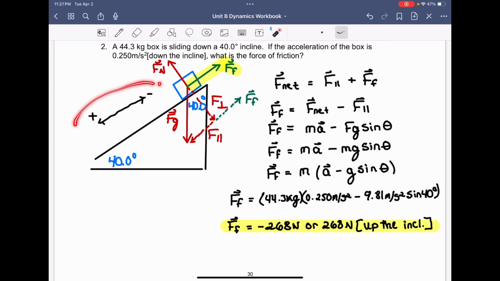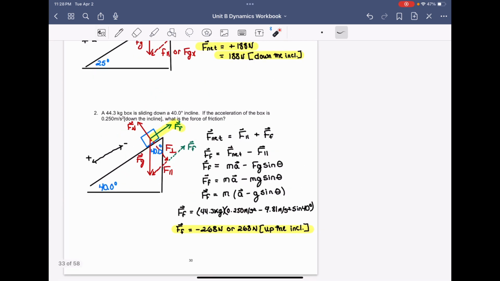Because again, in higher level thinking, we could always invert our axis, which I tend not to do and don't want to do, but you could make negative down, positive up. We just don't want to confuse that. So whatever the box's direction of movement is, that will be positive, and whatever opposes that motion will be negative, just like the force of friction here.